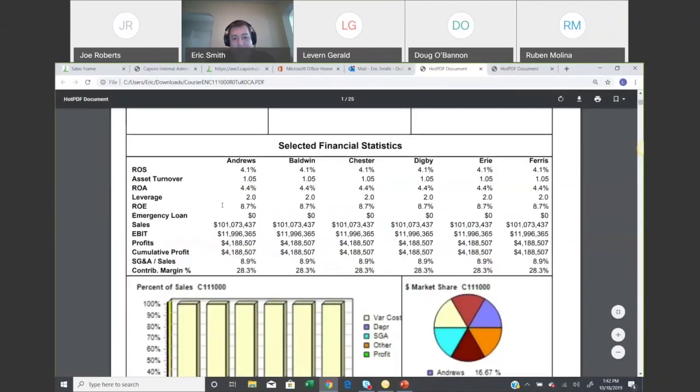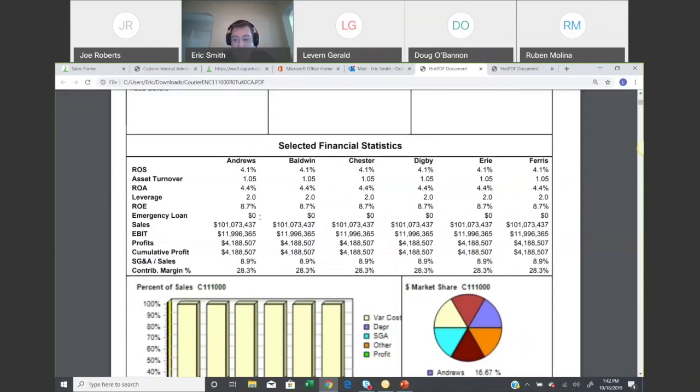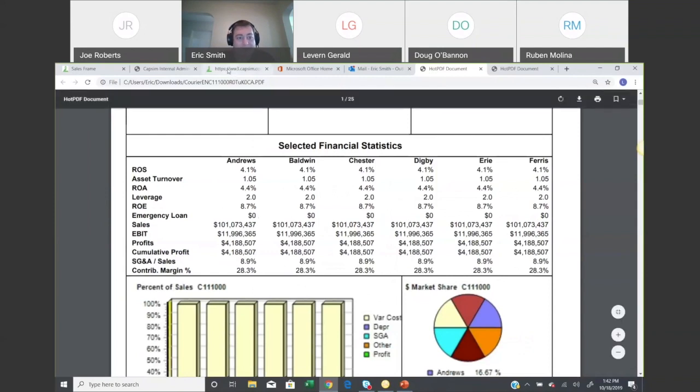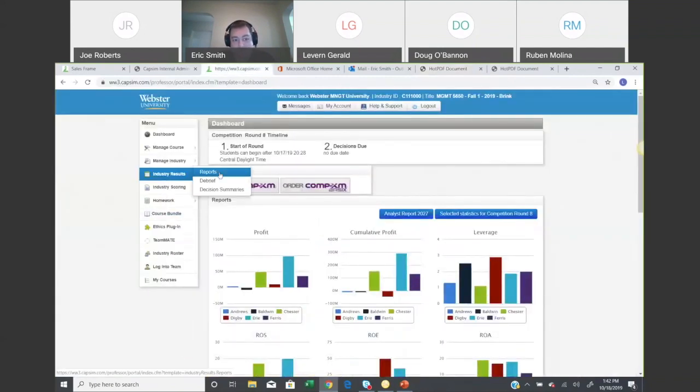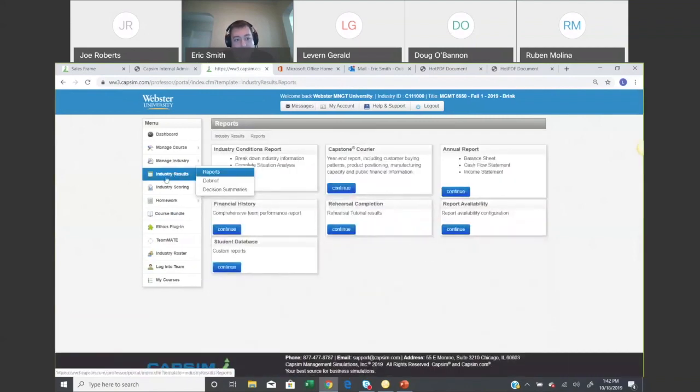When it's time to get the students into the simulation, I've found it very beneficial to show them this industry newspaper called the Capstone Courier. It's underneath industry results, and then it's under reports. You could just tell students it's located in their reports. Their left-hand menu is a little different.